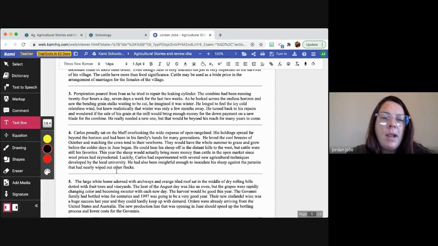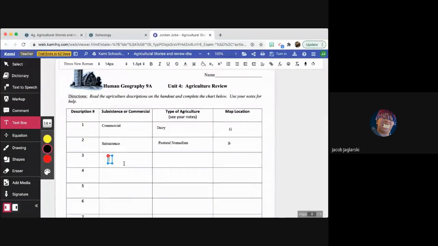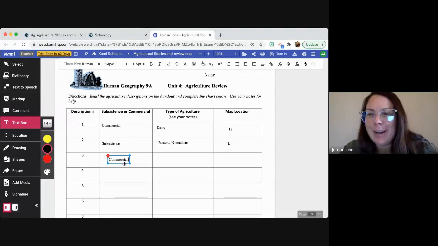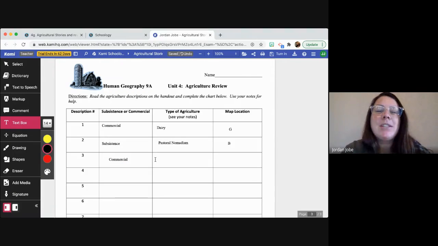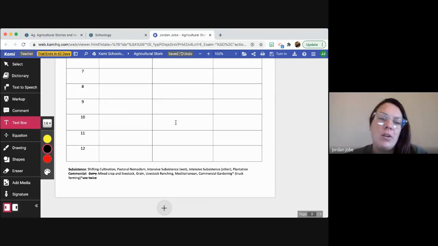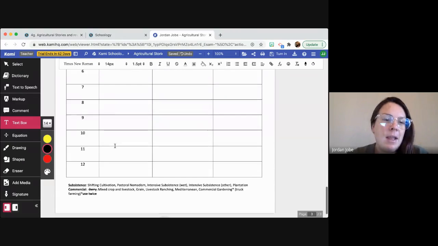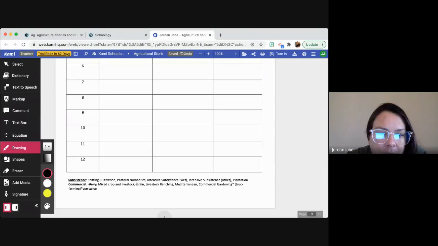So, number 3, are we talking about commercial or subsistence? Subsistence. What's a combine? Do you guys know what a combine is? Fine, I said the wrong one. We know what a combine is, right? A combine is a tractor. In commercial farming, we use a huge tractor. What's our type of commercial agriculture? Mixed crop and livestock, grain, livestock ranching, Mediterranean, or commercial gardening? Grain. Grain farming. Okay, so then I would go back down here, cross off grain. I'd cross off pastoral nomadism from the last one.